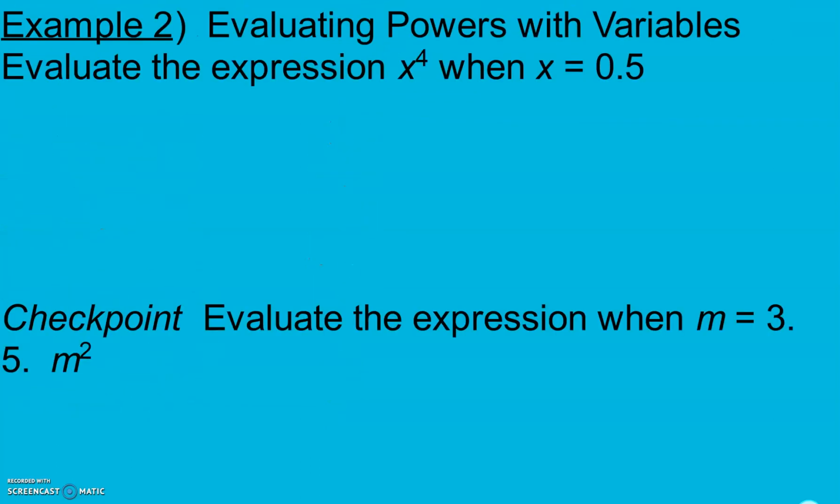In example 2, we're evaluating powers with variables. Here we want to evaluate the expression x to the 4th power when x is 0.5. So every time I see an x, I'm going to plug in a 0.5. And here I have an x. So I have 0.5, and it's still being raised to the 4th power. Now we can work backwards from what we did in example 1. We can write this as repeated multiplication. We can take our base times itself, exponent number of times. So I'm going to take my base times itself 4 times.